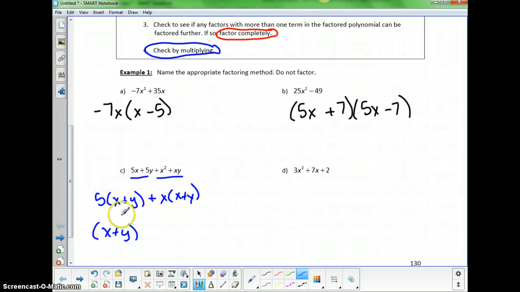And when you take the x plus y out of the first group, you're left with a 5. Out of the second group, you're left with a positive x. So the final answer is x plus y times 5 plus x.